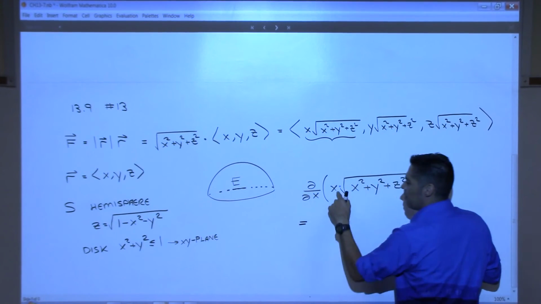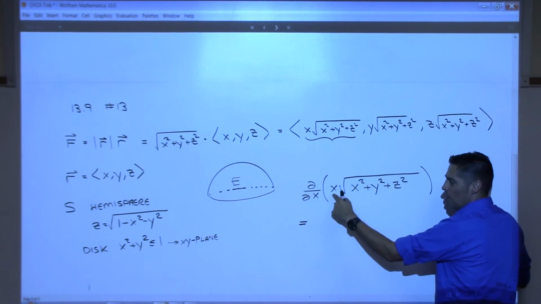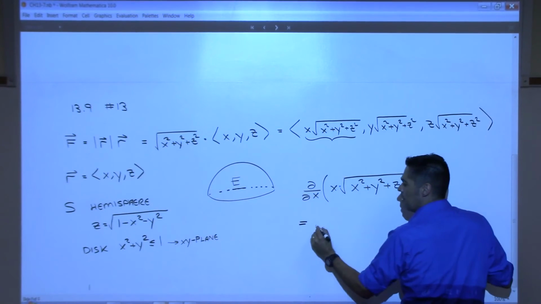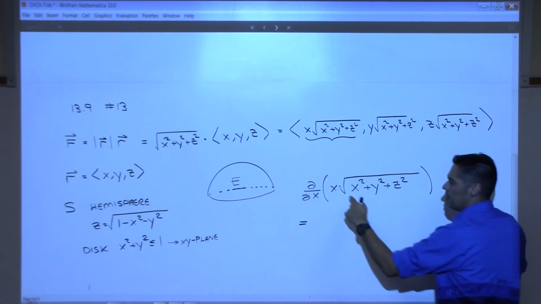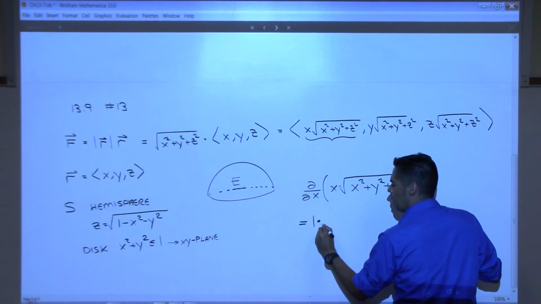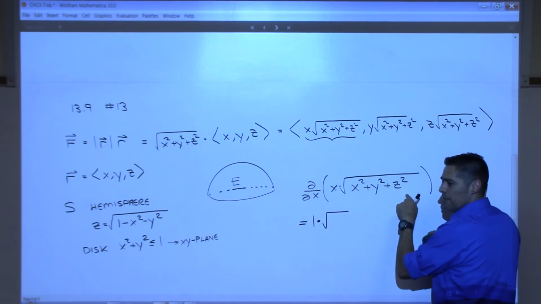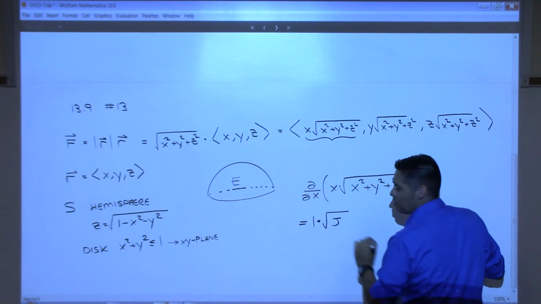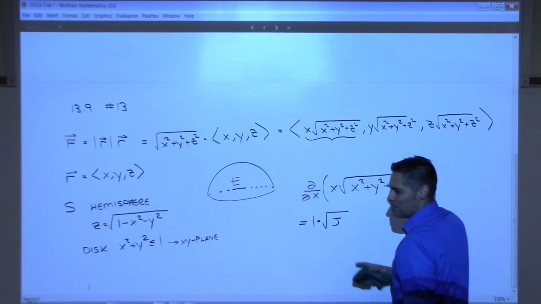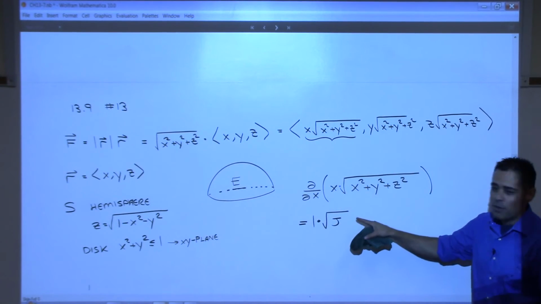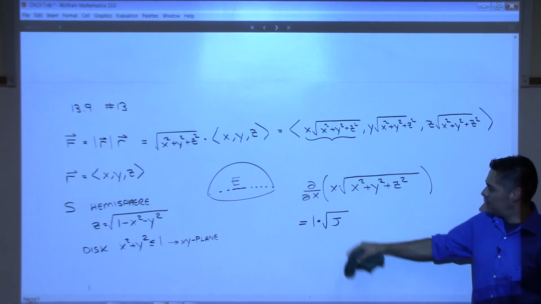What is the derivative of x with respect to x? 1 times this, right? So I'm going to start abbreviating this to make this easier, all right? This is going to be 1 times the root of all this stuff, junk. I'm going to call it j. I'm even going to get more lazy. Root of, I'm not even going to write the word junk. I'm just going to write j, okay?